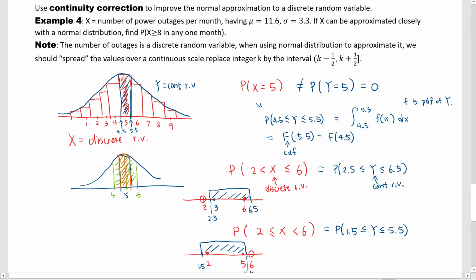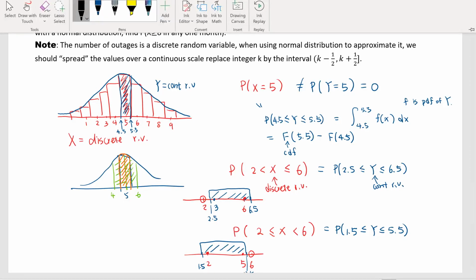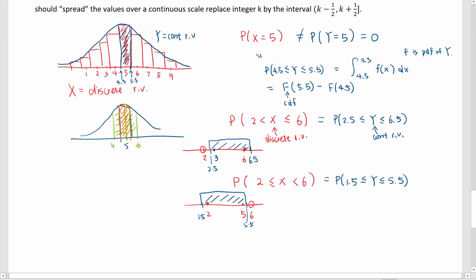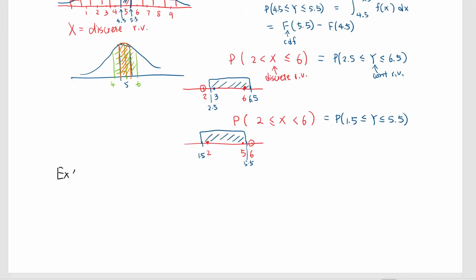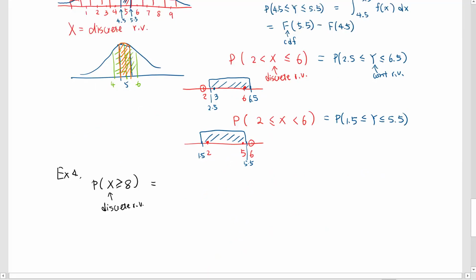Now let's go back to our example. X is the number of power outages per month. We have mu is 11.6, sigma is 3.3, and we're going to use a normal distribution to calculate. Find X greater or equal to 8 in any one month. So this is back to example 4, X greater or equal to 8. Remember X is the discrete random variable. We want to use a continuous random variable to approximate it.